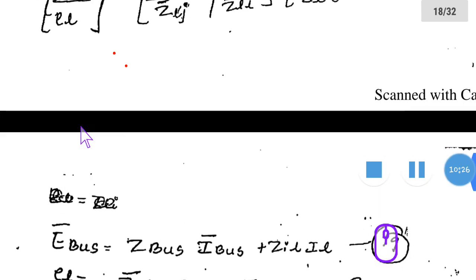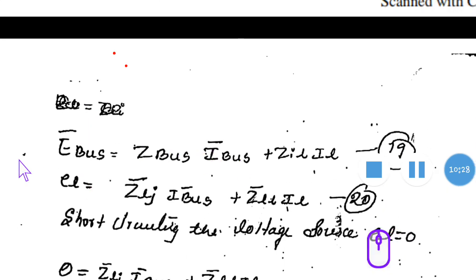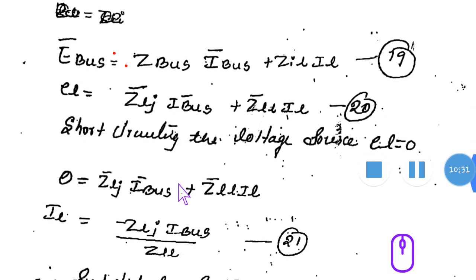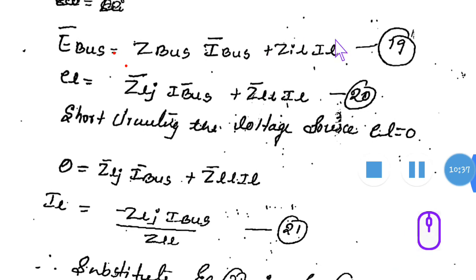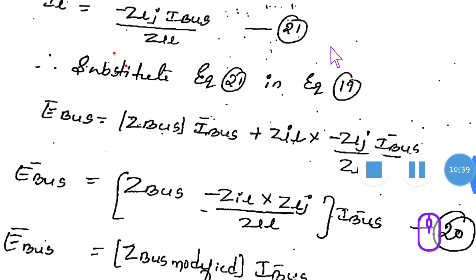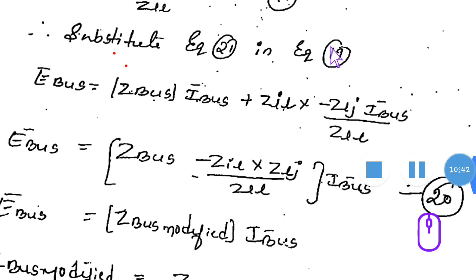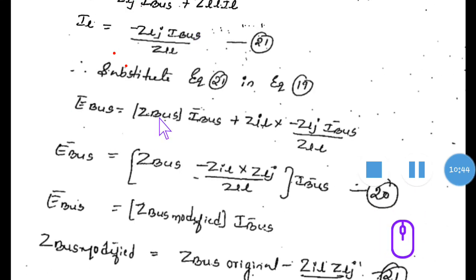Okay, in this, now E bus you write this equation, EL you write, two equations we are getting from the matrix, and this EL I will make 0 here. So from this you get the IL value. Once you get the IL value, substitute in the E bus equation, and once you substitute IL we are getting this equation for E bus. From this Z modified you have to get it, and whatever equations, rewrite in the form of Z modified as what I discussed in problems. So Z modified will be Z bus minus Z of IL into Z of LJ divided by Z of LL. This whole term will be modified.